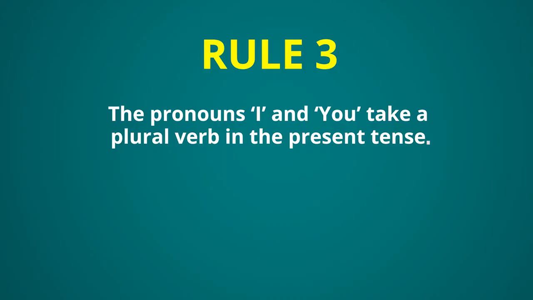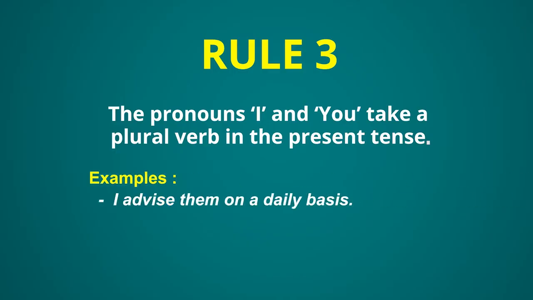So that there is our 2 basic rules. So let's move on to rule number 3. Rule number 3 states that the pronouns I and you take a plural verb in the present tense. Let's take a look at some examples.